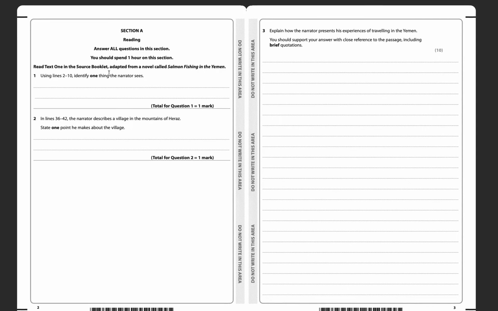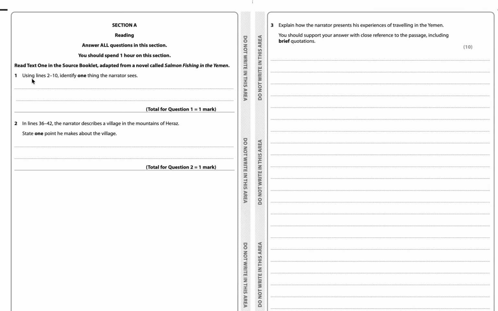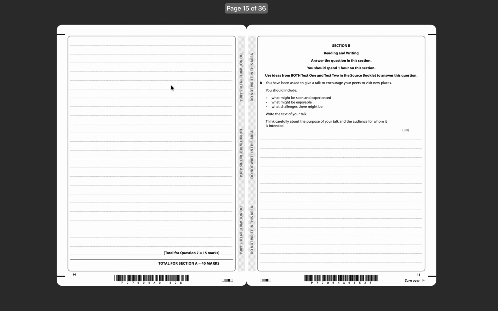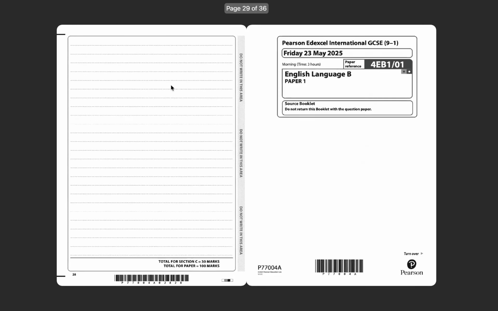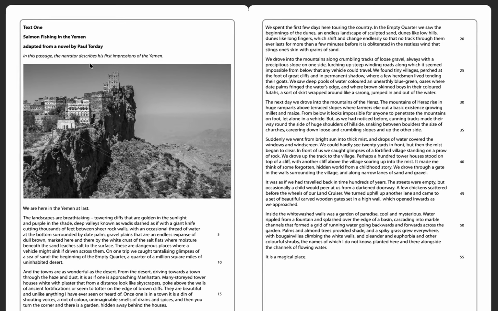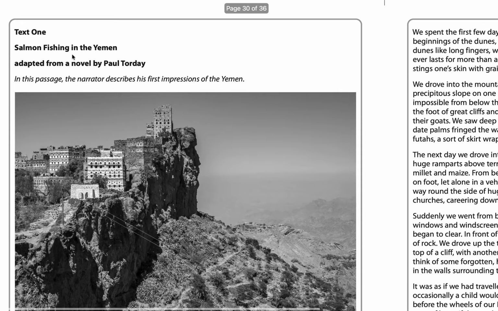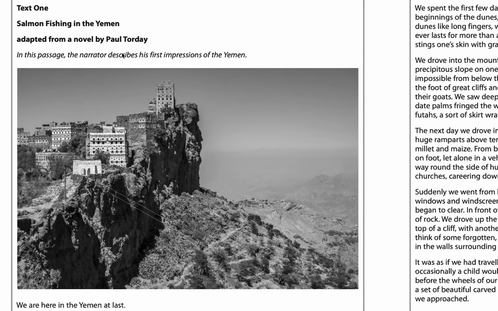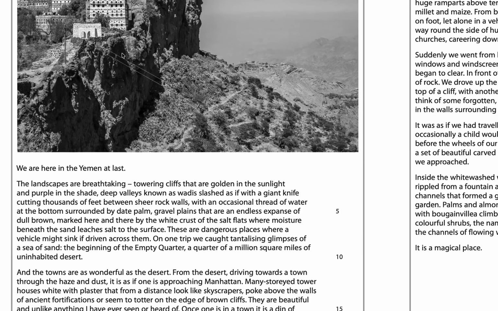One of the first things we see is question number 1. Using lines 2 to 10, identify one thing the narrator sees. So one of the things he's going to see. Now let's go to the question. What is the title? Look at the title. The title is Salmon Fishing in the Yemen. Yemen is a country. It's in the Middle East, I believe. So this is about salmon fishing.